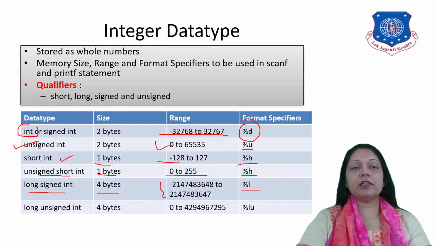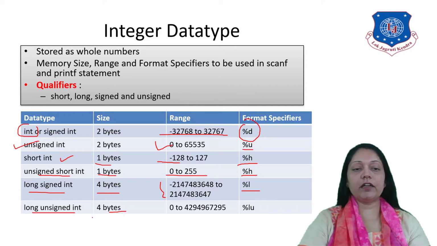The format specifier is %lu. Long unsigned int means again it is of 4 bytes. We can store a very large value, but all should be positive numbers, not negative numbers. So the range would be starting from 0 to 4294967295. This is the maximum number you can have in long unsigned int. And the format specifier is %lu.